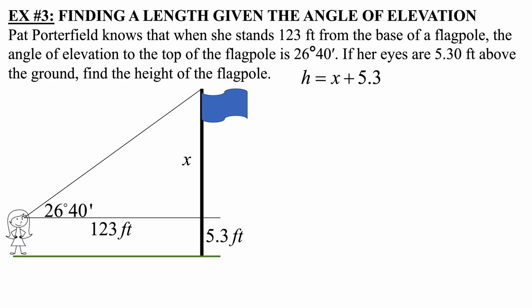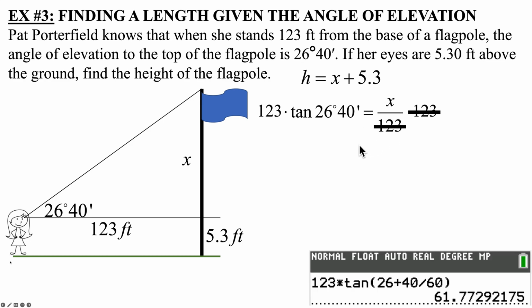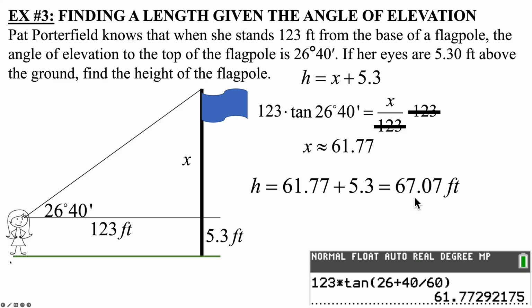Well, the hypotenuse was not given here, so sine and cosine are ruled out. We're going to have to go with tangent. I have opposite side X of my given angle over the adjacent side of the given angle. So we'll go tangent of 26 degrees, 40 minutes equals X over 123. Multiply that 123 to both sides, and there's my calculator entry. We get 61.77292175. Here, the decimal rounding could be confusing. Here we have a whole number. Here we have one decimal place. So I went to two decimal places, 0.77, added the 5.3 to that. We get 67.07 feet. If they tell us otherwise in my math lab, we'll round accordingly.